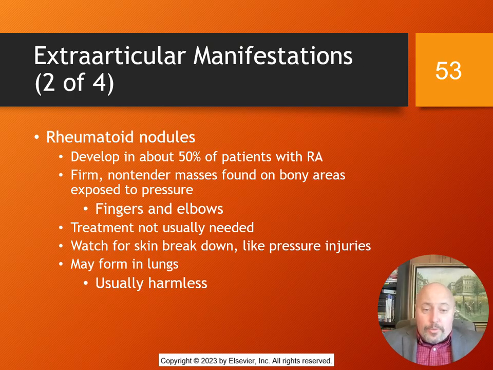Another major concern will be these rheumatoid nodules. They develop in about 50% of patients with RA. They're firm, non-tender masses found on the bony areas exposed to pressure, fingers, elbows, and treatment's not usually needed. Watch for skin breakdown like pressure injuries, and they may even form in the lungs, though usually harmless.